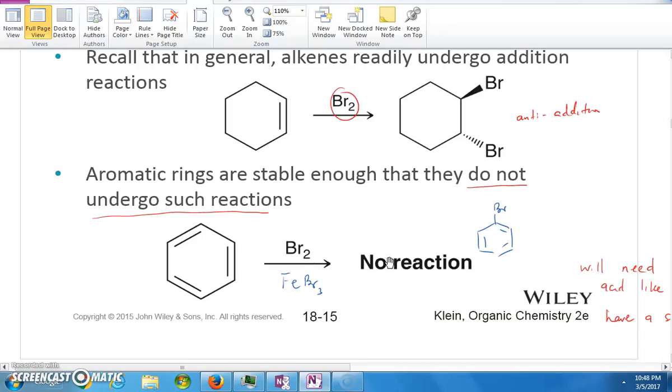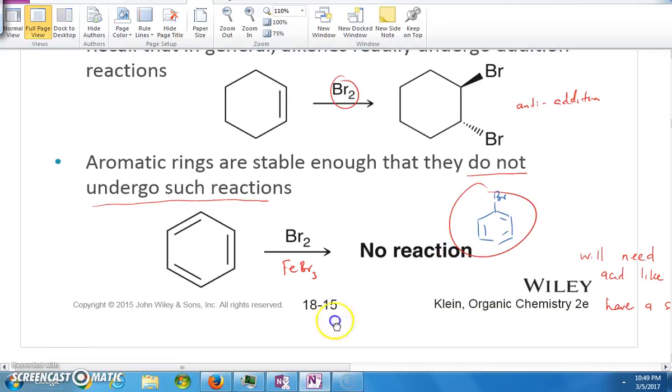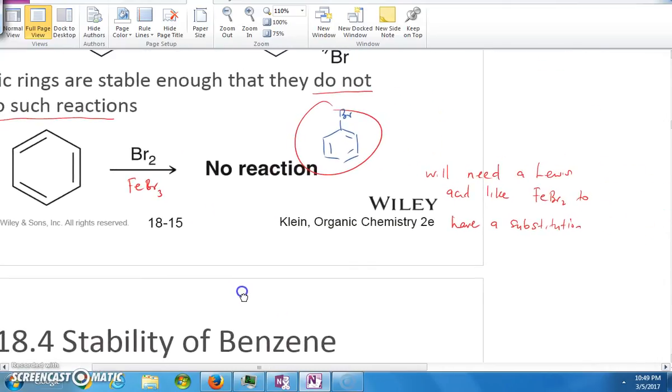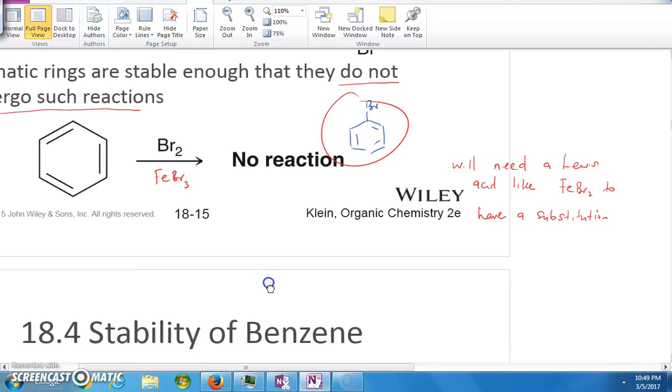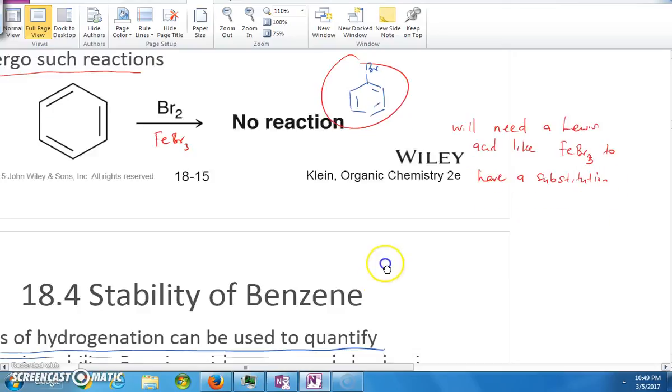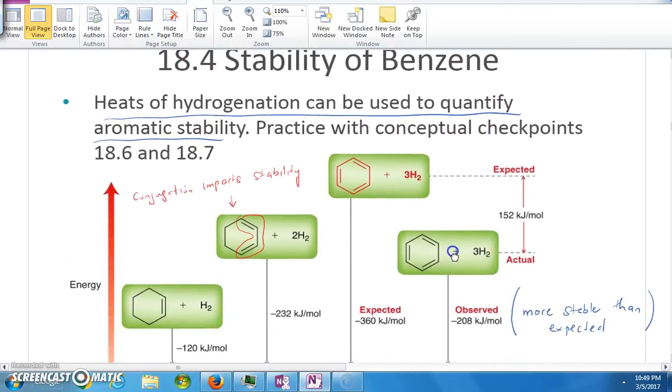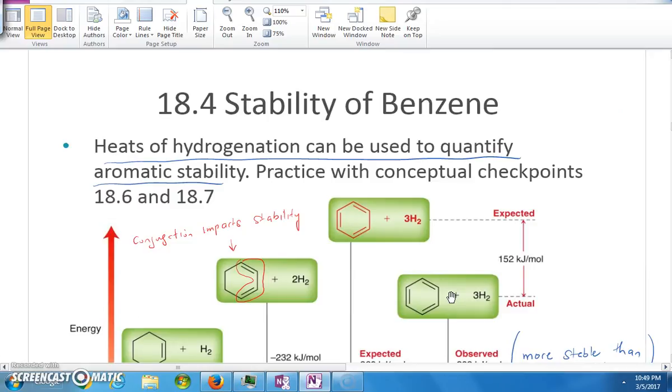So if you try to carry out an addition reaction in the presence of, say, bromine and an aromatic ring, you get no reaction. The only way you're going to be able to get a reaction is if you use a Lewis acid, like iron tribromide. Then you get the bromobenzene. Now, you need a Lewis acid like iron 3 bromide to have a substitution, and we're going to consider the mechanism, but not now.